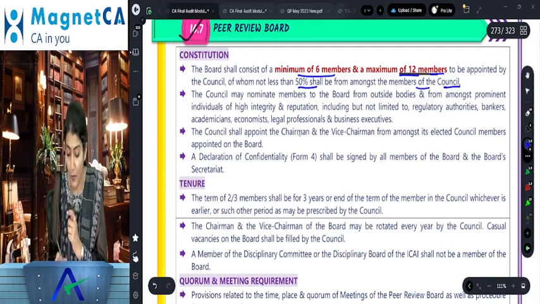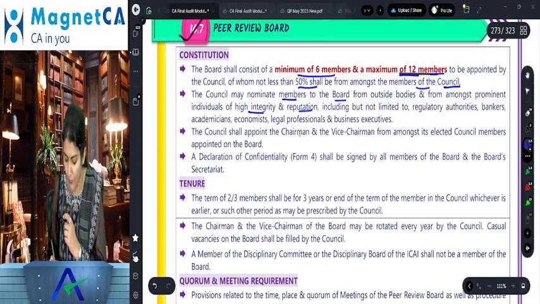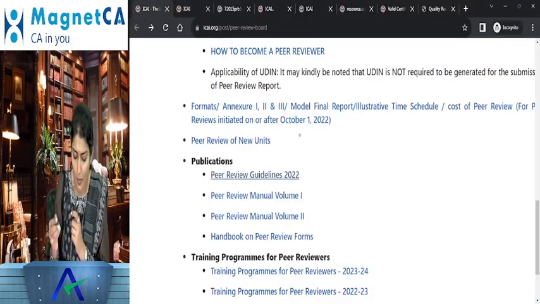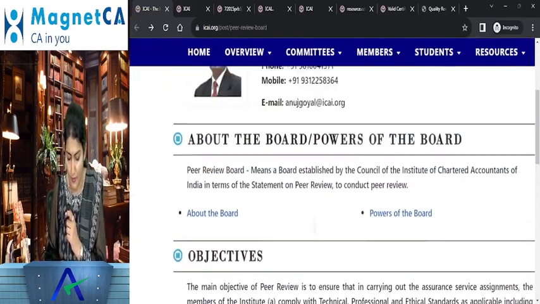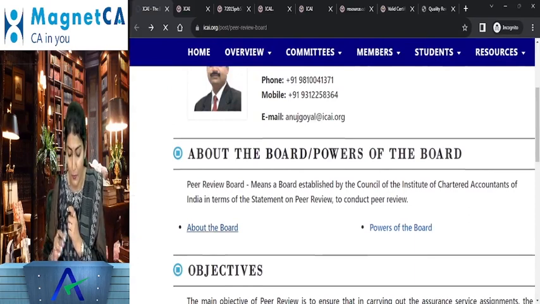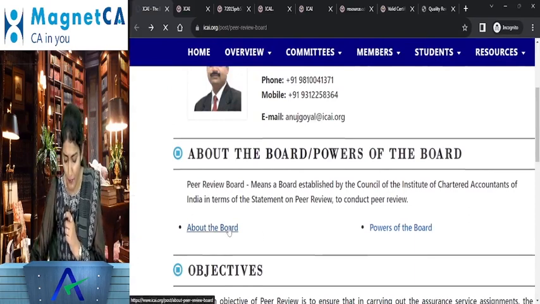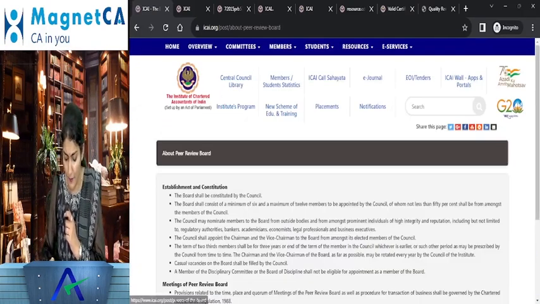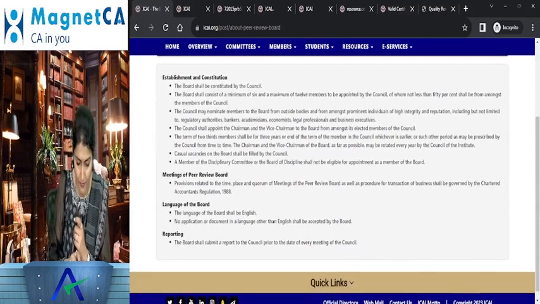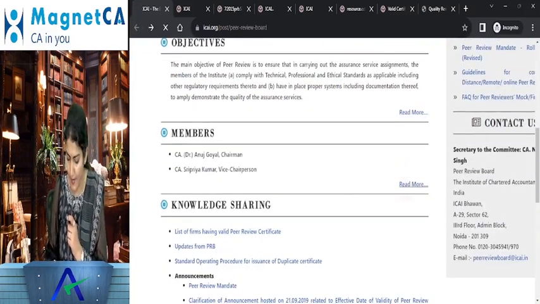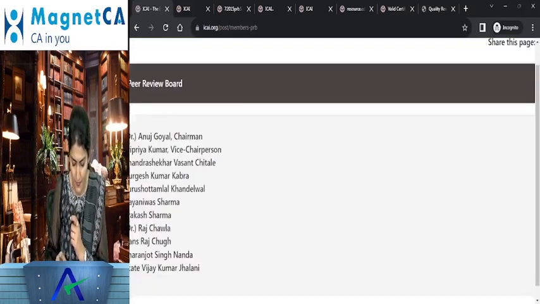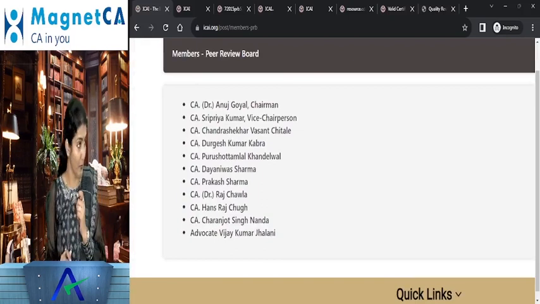And individuals of high integrity and reputation, even they may be appointed on the board of the peer review. Right, so here, where we had seen the peer review board of the ICAI, what we had seen was not only members of the ICAI, but even an advocate was on the board. Right, so you see it over here. You see towards the end there is an advocate also. So not a member of the institute, but also there on the board.